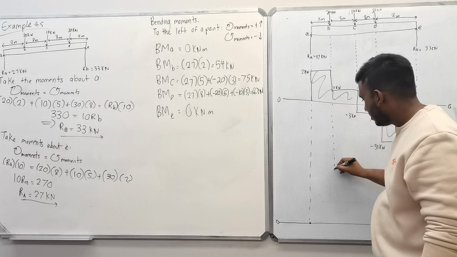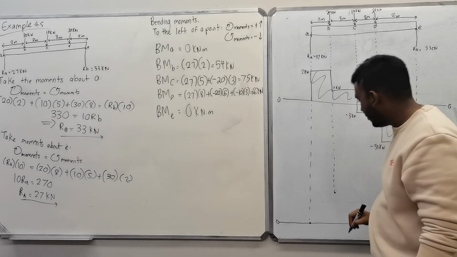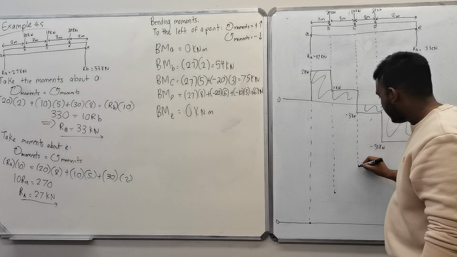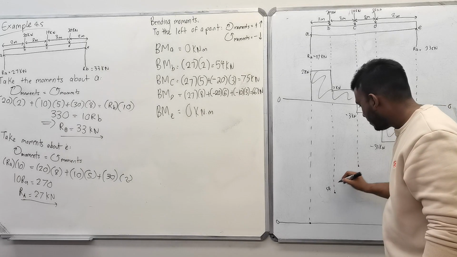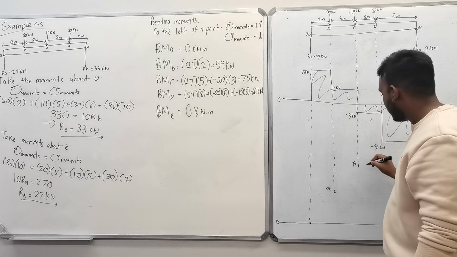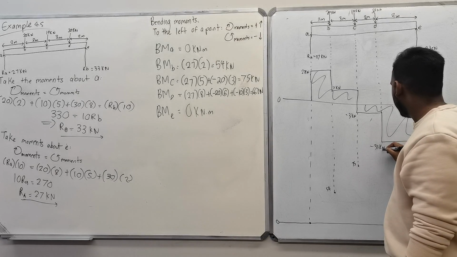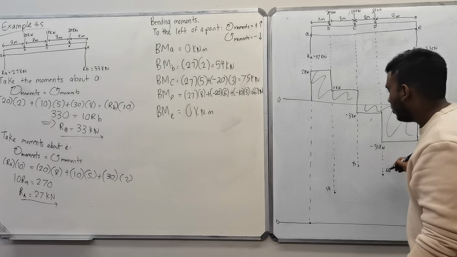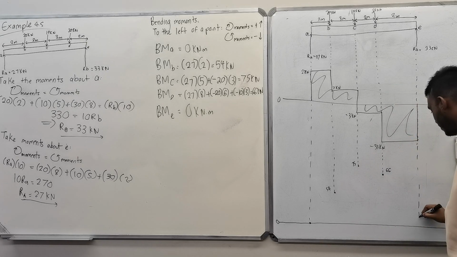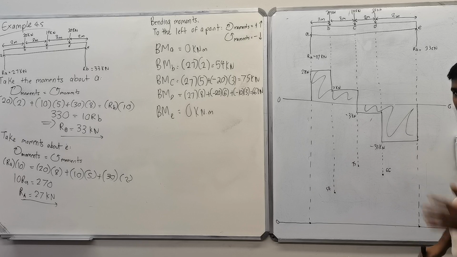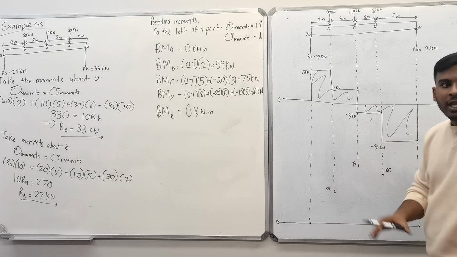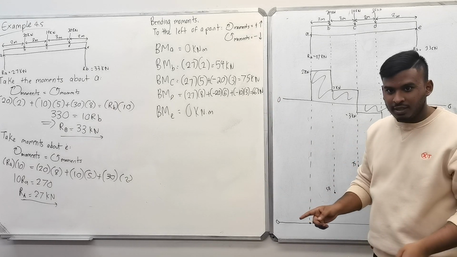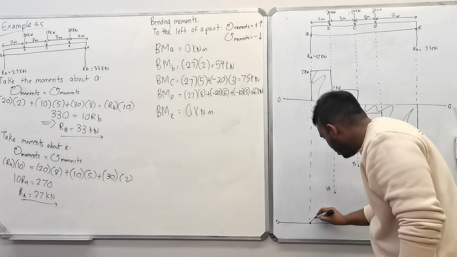54 kilonewton-meters. Say 54 is somewhere there. Bending moment at C. 75. And then your bending moment at D is 66. And then it goes back to 0. Because these are concentrated loads only, each line that you draw would just be a straight sloping line. Okay, so you'll just join the dots.